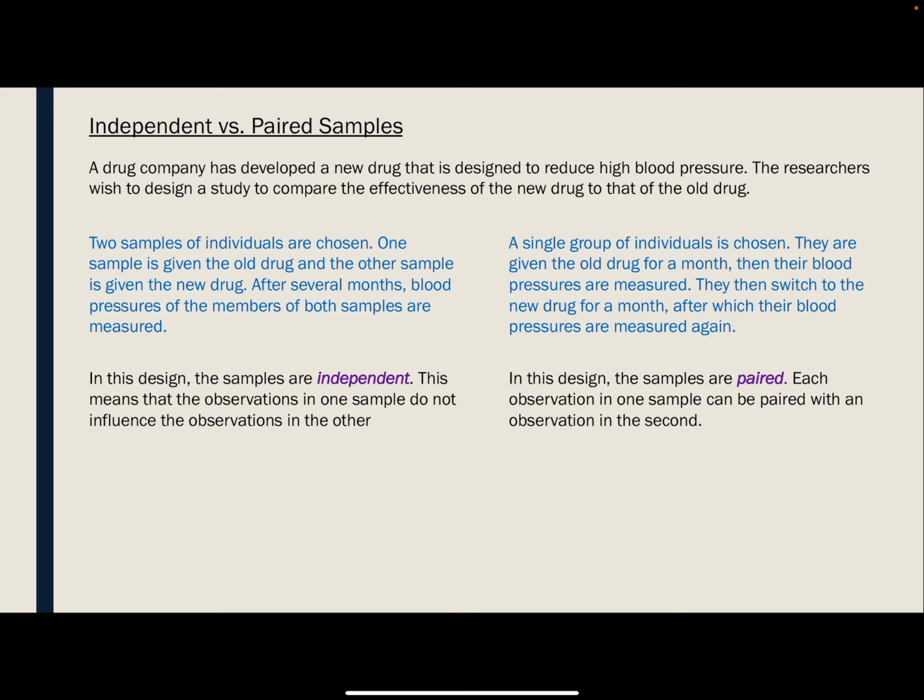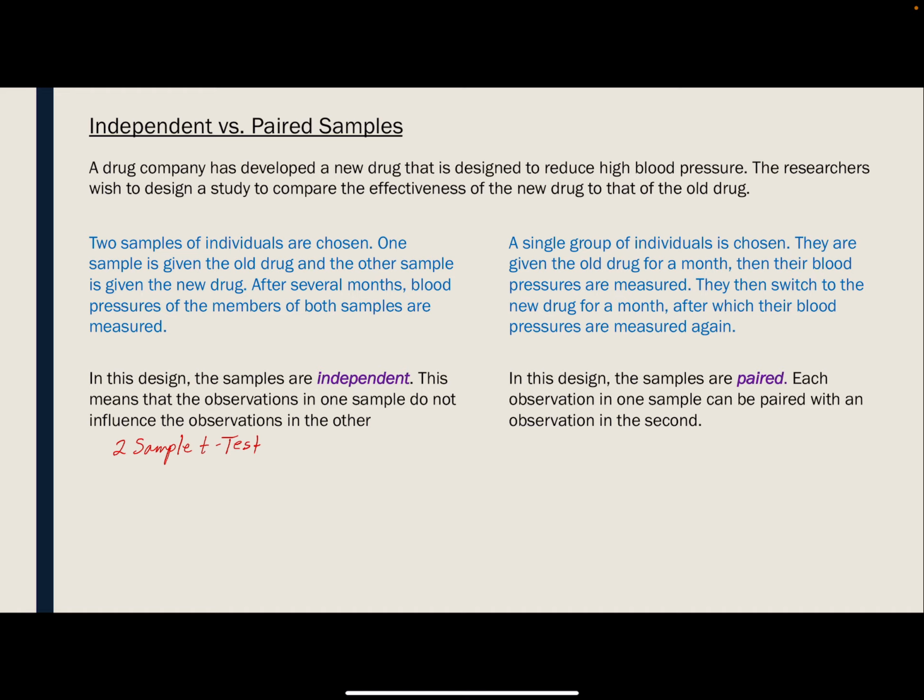It says a drug company has developed a new drug that is designed to reduce high blood pressure. The researchers wish to design a study to compare the effectiveness of the new drug to that of the old drug. So we have two scenarios here. In the first scenario, we could have 2 samples of individuals, so 2 different groups. One sample is given the old drug and the other sample is given the new drug. And then after several months, their blood pressures are measured. So these would be considered independent samples, and we would run a 2-sample t-test or t-interval.